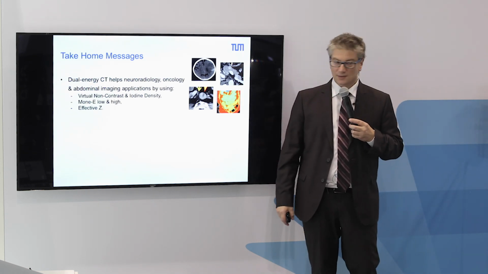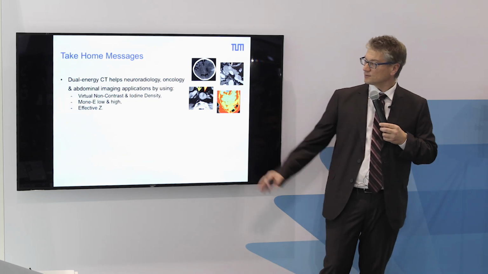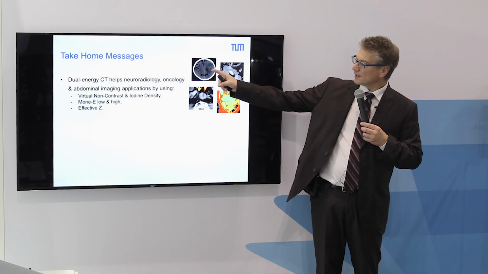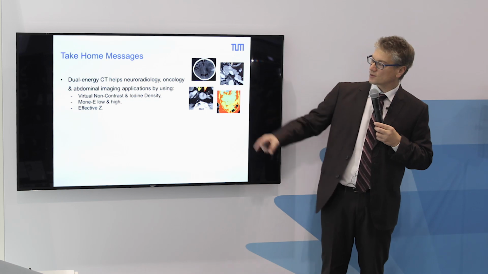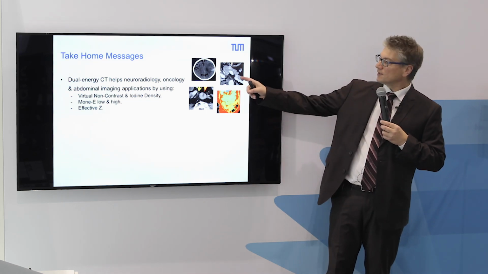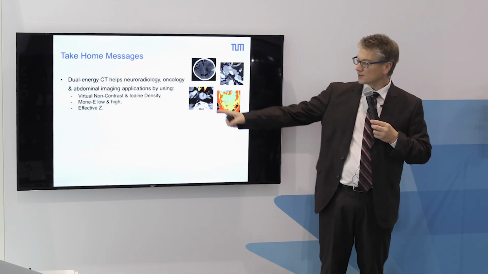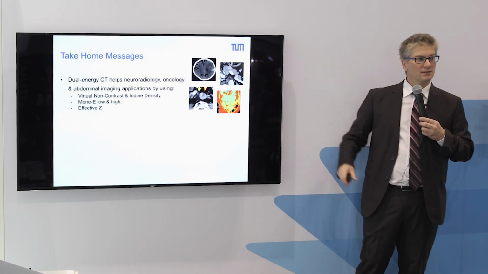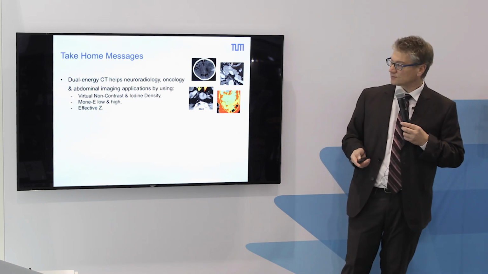Take-home messages. Dual energy CT helps in the cases I've shown in neuroradiology, oncology, abdominal imaging. There was this case with the differentiation of iodine and density that was solved with the virtual non-contrast and iodine basis material decomposition. Mono E low and high: low is good for getting better lesion detection, high for avoiding artifacts. Effective Z might help to differentiate different parts in the human body. So this is actually used in daily practice today. Dual energy, we have it.